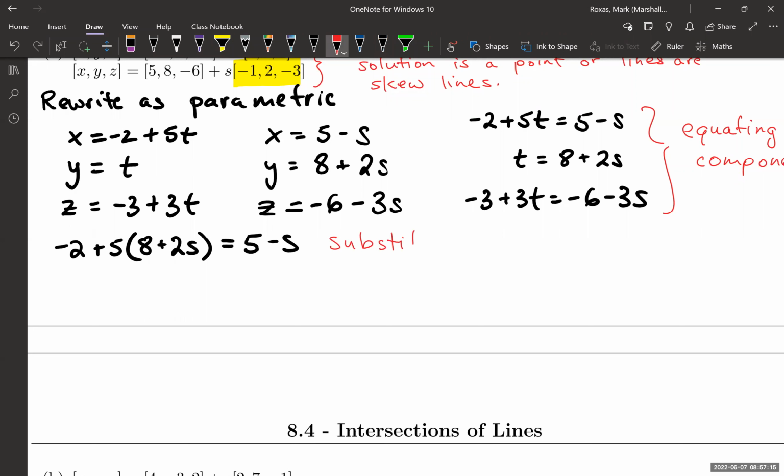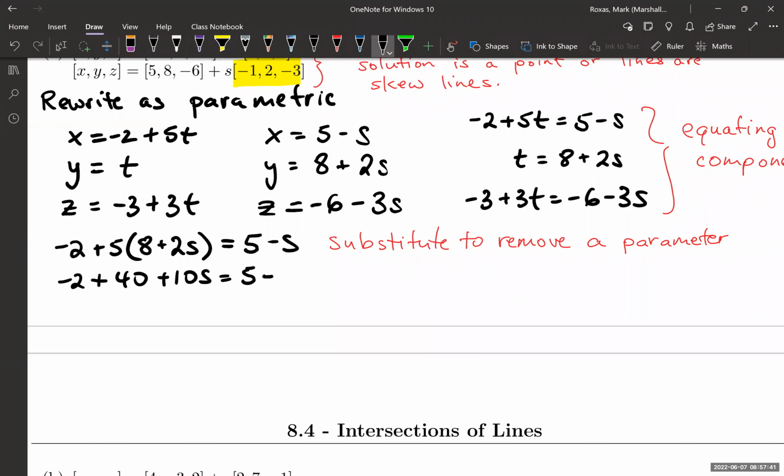Substitute, to remove a variable, or remove a parameter, I could say that instead. And then we can start by expanding and simplifying. So here we have negative 2 plus 5 times 8 is 40, plus 5 times 2s is 10s, equals 5 minus s.